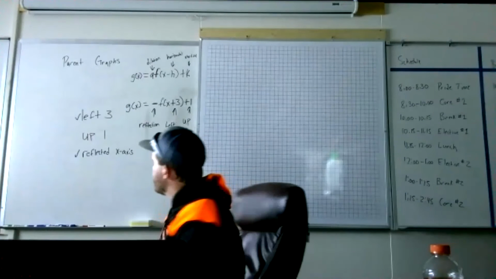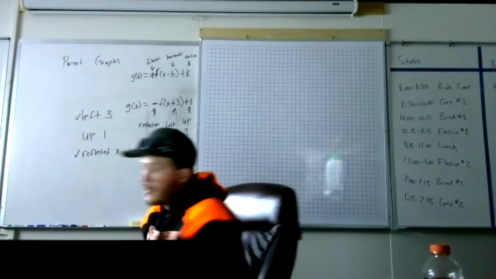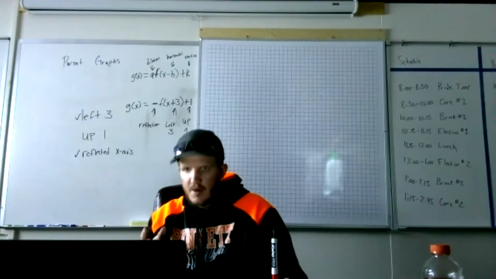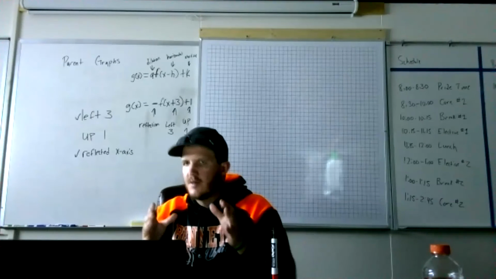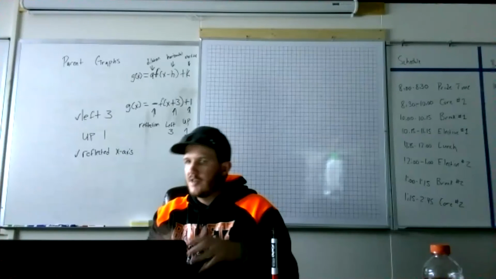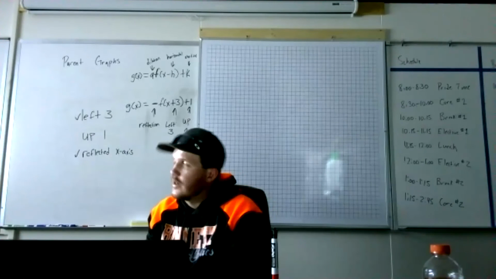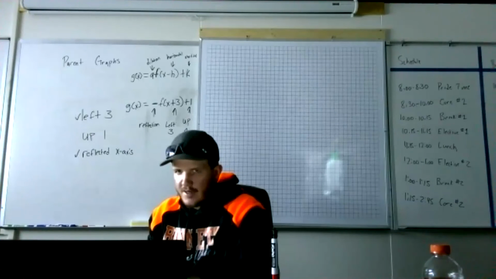So that is your translations of functions. Remember, it all starts with the parent graph. Parent graph is the simplest form. And then we alter that parent graph. We slide it. It's translation. We move it up and down. Translation again. We stretch it or dilate it, or we reflect it.